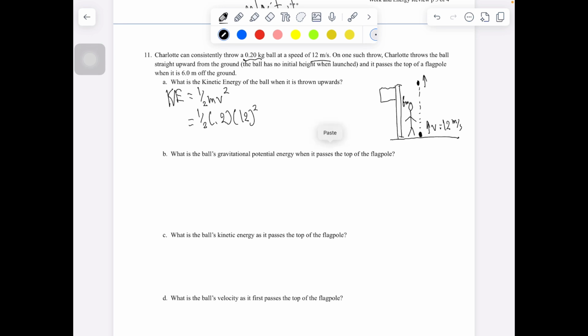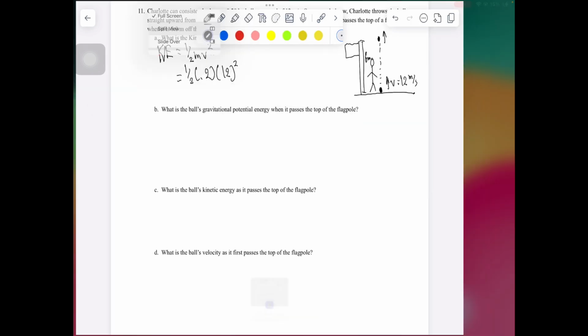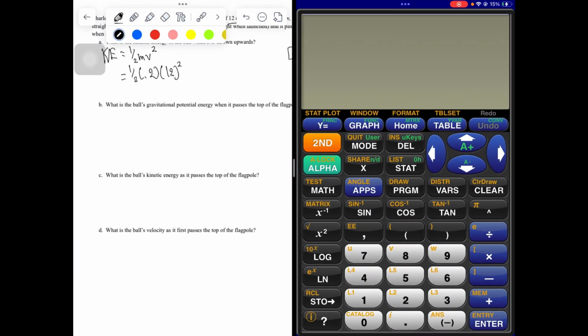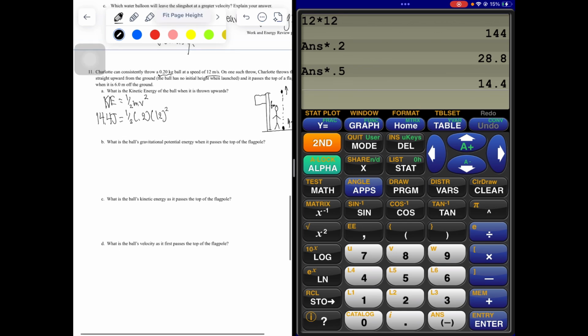Let's grab our calculator. If I can get it to work. There we go. We're going to do our squared first. 12 times 12, 144. Multiply by 0.2. Multiply by 0.5 for our 1/2. Kinetic energy, 14.4. Of course, we got to write our units. Joules of kinetic energy when the ball is thrown upwards.